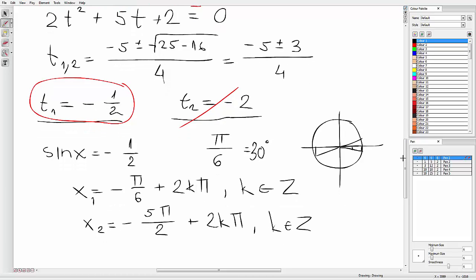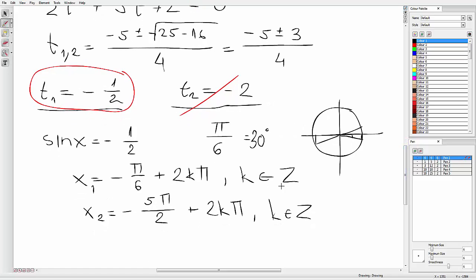Okay, so, since this is over, I want to say just one more thing. This minus pi divided by 6 can be written also from this side. Well, that's 6 plus 5, that's 11 pi divided by 6. And this guy right here is 6 plus 1, that's 7 pi divided by 6. And that really doesn't matter how you write it.